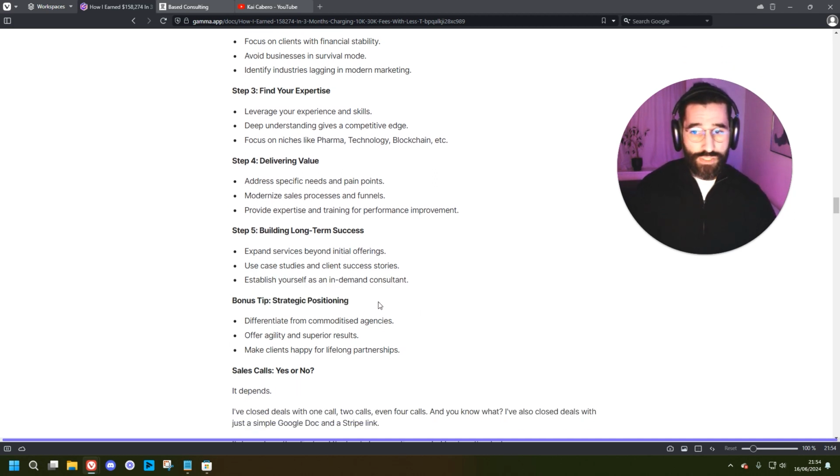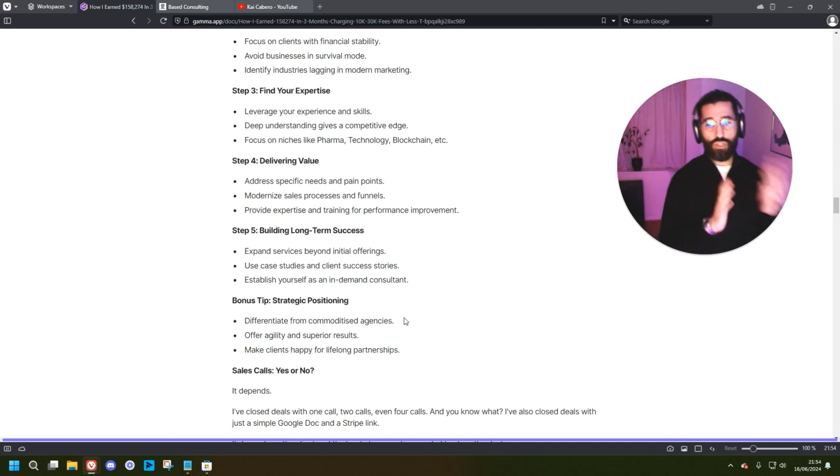So, bonus tip as well, strategic positioning. I'll go into a bit more depth about all this stuff, but you differentiate yourself from commoditized agencies, right? You don't look like everyone else, so you can charge more.